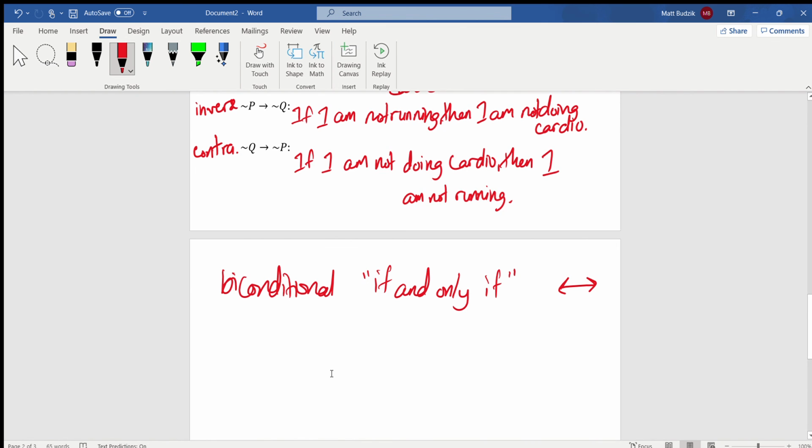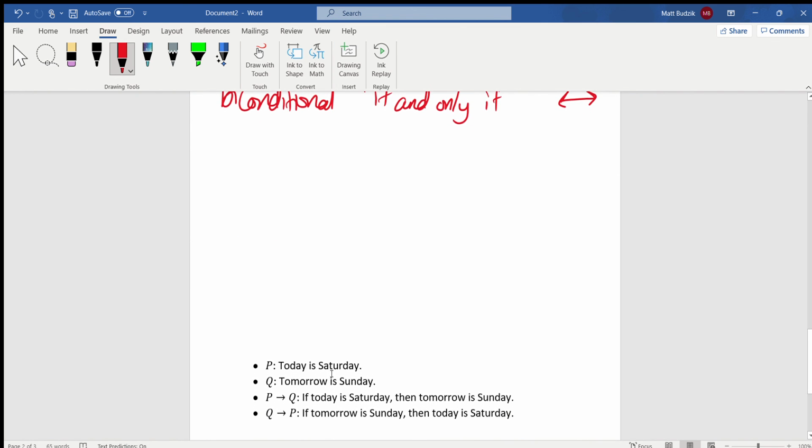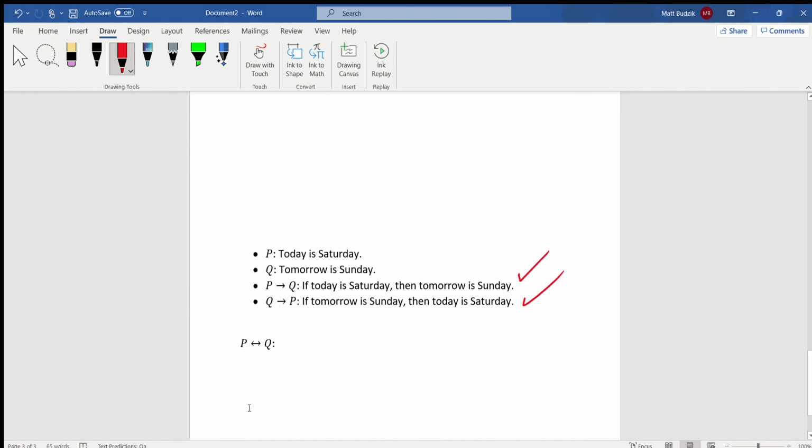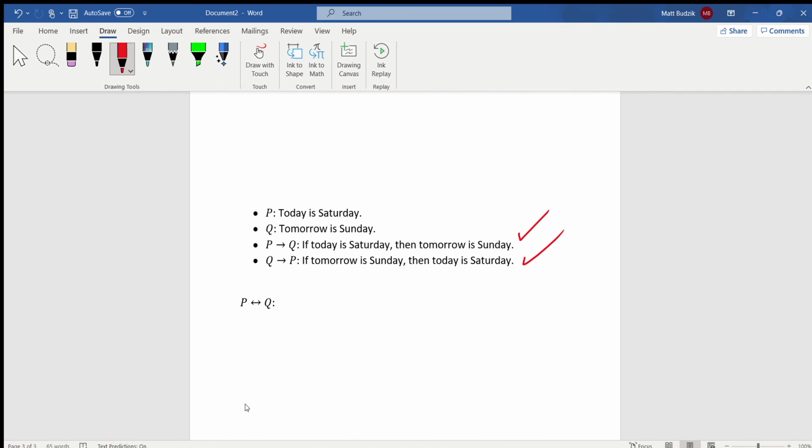So if we're looking at this example, we have today is Saturday and then tomorrow is Sunday. So we have P implies Q. If today is Saturday, then tomorrow is Sunday. Yep, that sure is true. And then Q implying P. If tomorrow is Sunday, then today is Saturday. That's also true. So since we have the original statement and a converse that is true, we can form these as a biconditional. So we would say P if and only if Q, or Q if and only if P. It does not matter. So I'm just going to write the P if and only if Q.